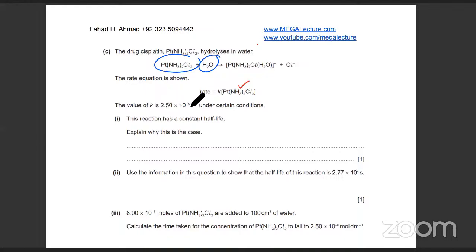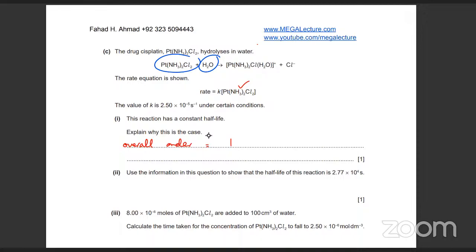So the value of K is 2.5 times 10 to the power minus 5. The reaction has a constant half-life. Explain why this is the case. Because the order with respect to it is first order, right? Overall order is 1 for the reaction. Now use the information in the question to show that the half-life of this reaction is 2.77.